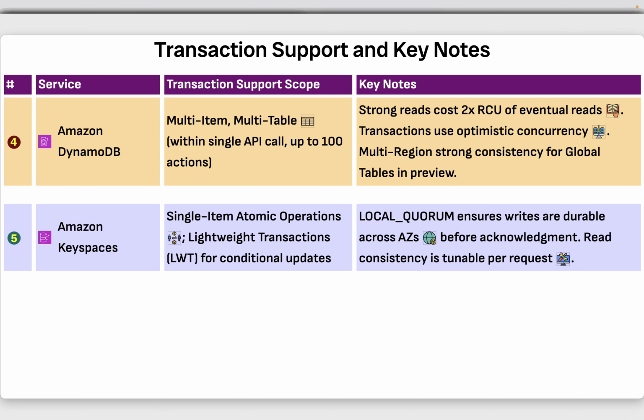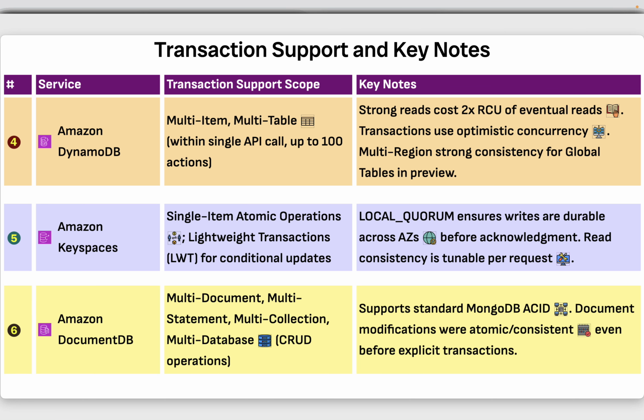Then Keyspaces. It has single-item atomic operations. It has lightweight transactions for conditional updates. So some keynotes: local quorum ensures writes are durable across AZs before acknowledgement. Read consistency is tunable per request. Next, DocumentDB. It's multi-document, multi-statement, multi-collection, multi-database, and all CRUD operations. So some keynotes: it supports standard MongoDB ACID compliance. Document modifications will be atomic and consistent even before explicit transactions.